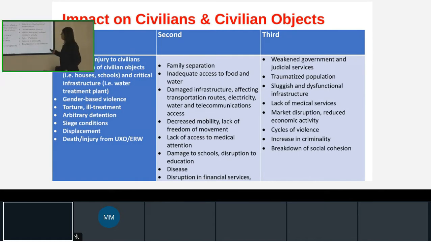And then you have the indirect effects, the second, third order effects, which is family separation. During armed conflict, families do get separated. You have inadequate access to food and water. You have damaged infrastructure affecting transportation routes, electricity, water, telecommunications access. You have lack of freedom of movement, lack of access to medical care, damage to schools, disruption to education, disease, disruption of financial services, inability to go to court.